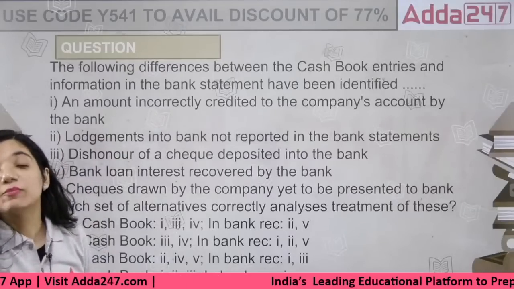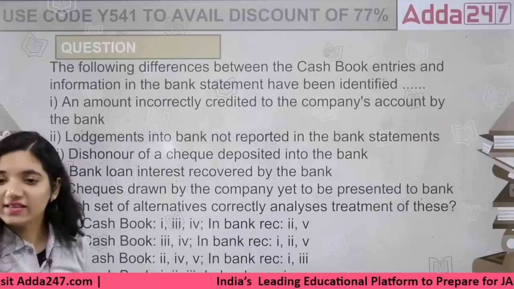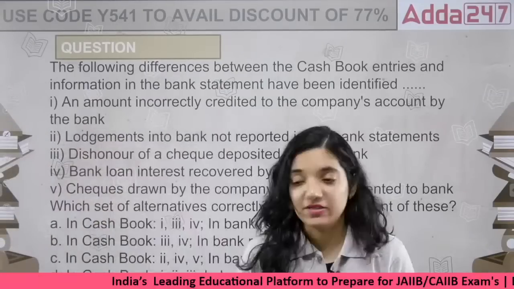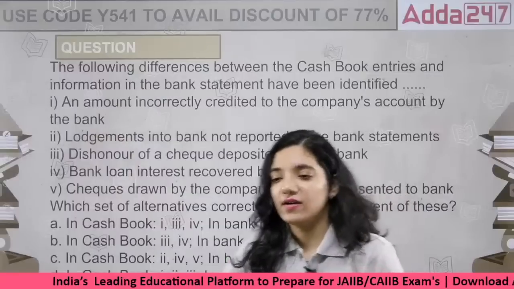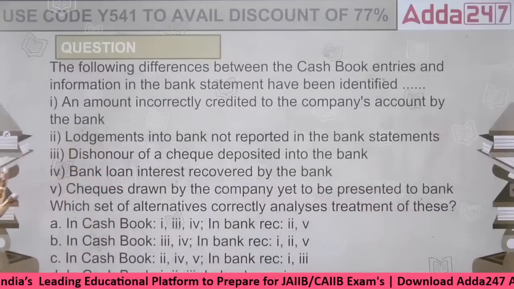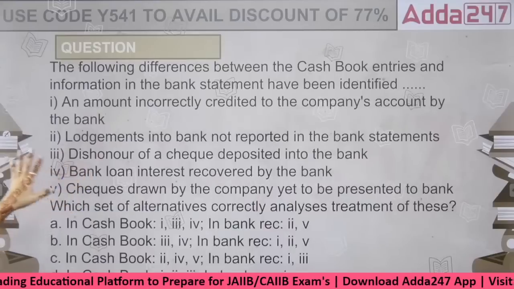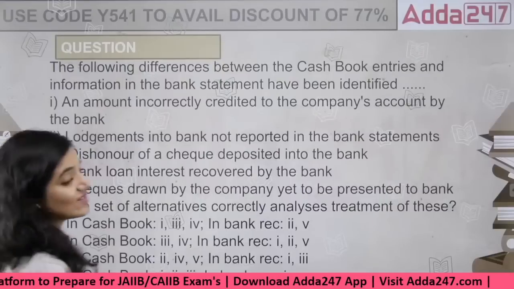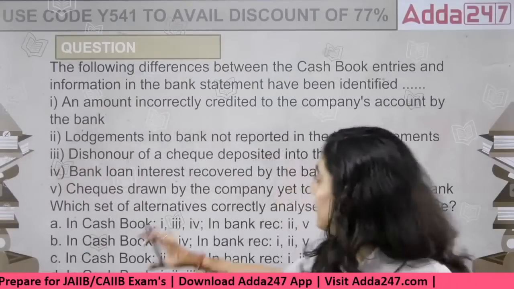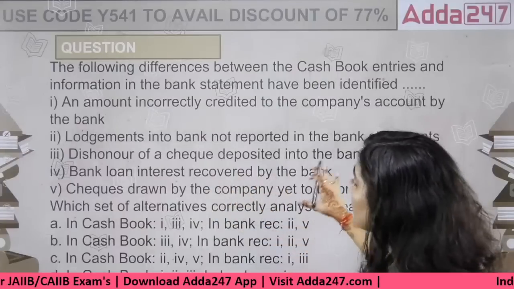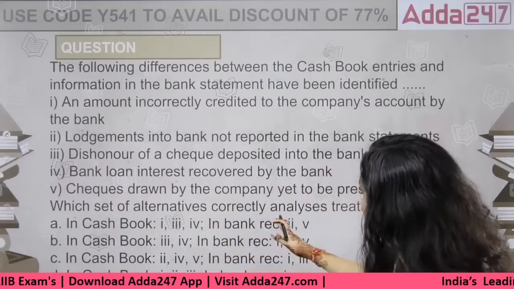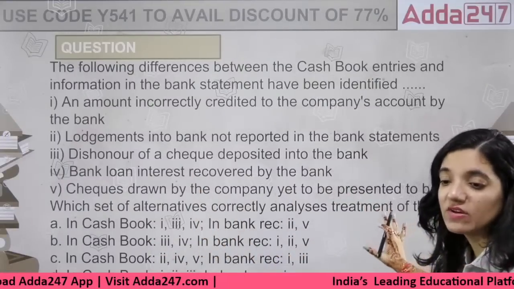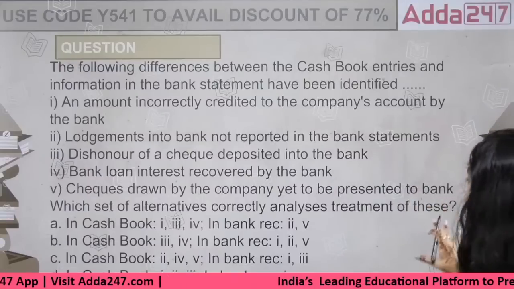The following differences between the cash book entries and the information in the bank statement have been identified. An amount incorrectly credited in the company's account by the bank, or lodgements into the bank not reported in the bank statements, or dishonor of a check, or the bank loan interest recovered by the bank. Checks drawn by the company yet to be presented to the bank. Which set of alternatives correctly analyzes the treatment of these?